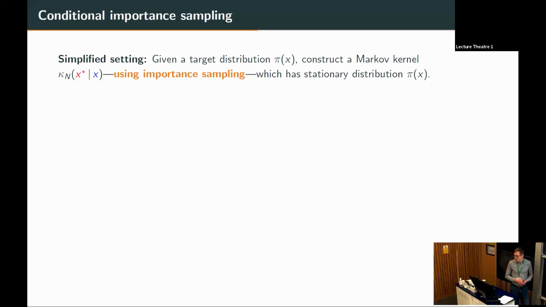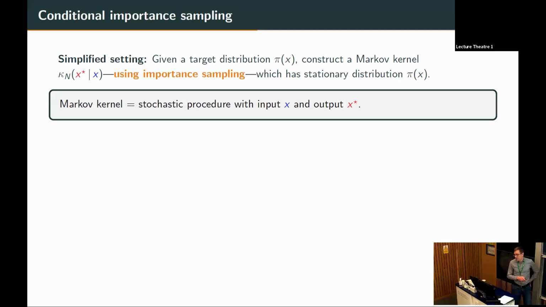So we will now work with a simplified setting. We assume that we have some target distribution pi of x. And the task now is to construct an MCMC kernel for this pi of x. We have this kappa N, this Markov kernel, which has pi of x as a stationary distribution. And I want to construct this MCMC kernel using importance sampling, and then generalize this to the SMC setting.